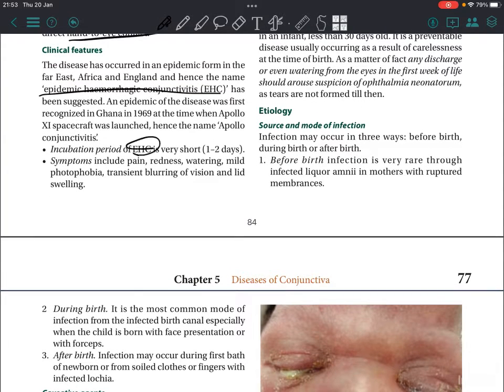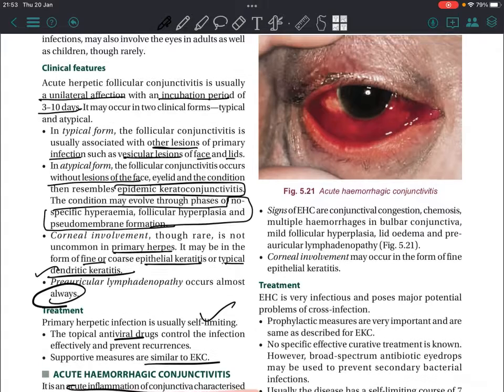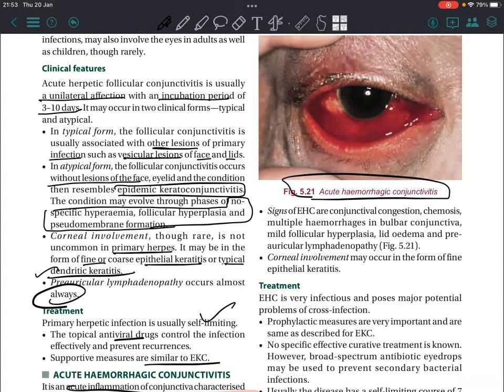Incubation period of epidemic hemorrhagic conjunctivitis is very short, 1 to 2 days. Symptoms include pain, redness, watering, photophobia, transient blurring of vision, lid swelling, etc. Signs of acute hemorrhagic conjunctivitis, EHC.